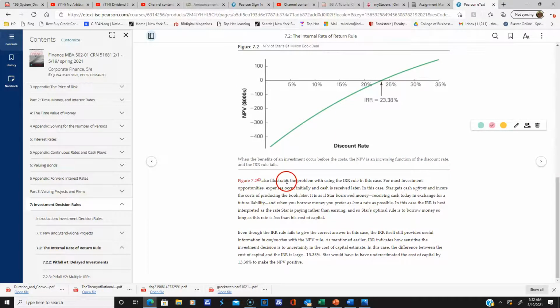So figure 7.2 illustrates the problem. For most investment opportunities, expenses normally occur initially and cash is received later. In this case, Starr gets cash up front and incurs the cost of producing the book later. It is as if Starr borrowed money, receiving cash today in exchange for a future liability. And when you borrow money, you prefer as low a rate as possible. Okay, so this is an important consideration.